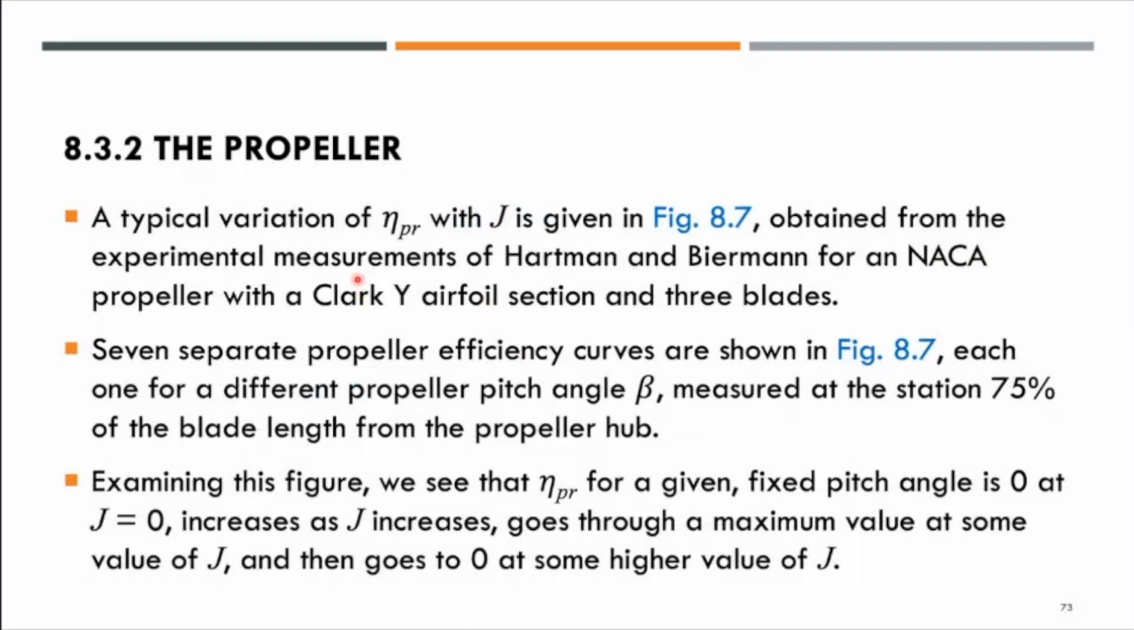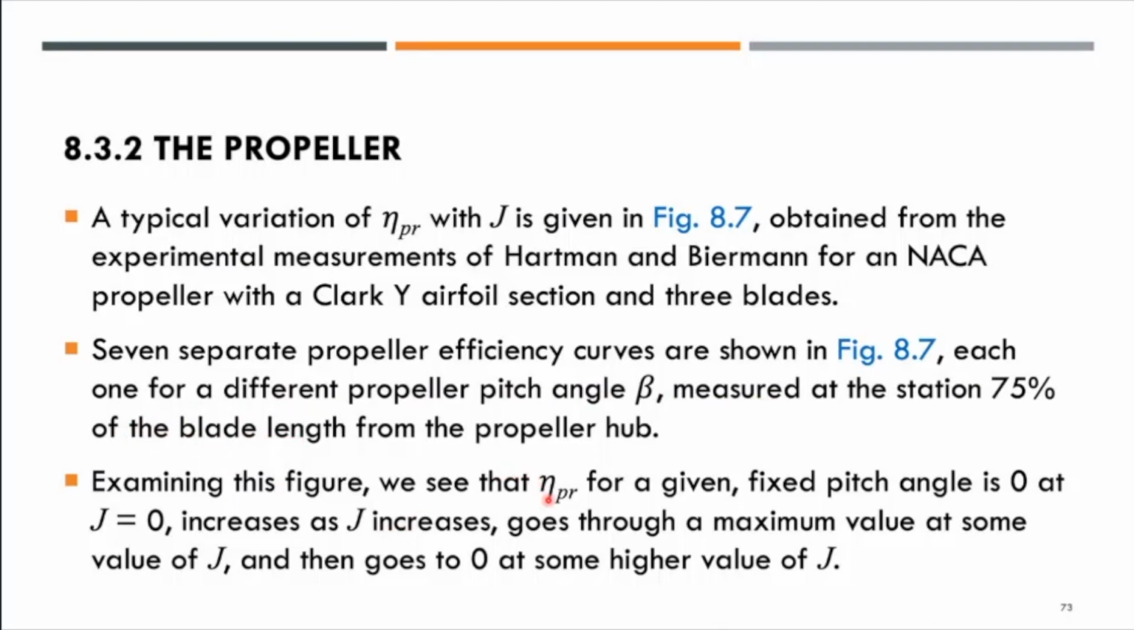A typical variation of the efficiency of the propeller, zeta PR, with advance ratio is given in figure 8.7. This data was obtained from experimental measurements of Hartmann and Biermann for a NACA propeller with a Clark Y airfoil section and 3 blades. Seven separate propeller efficiency curves are shown in figure 8.7, which will be shown in the next slide, each one for a different propeller pitch angle beta, measured at a station 75% of the blade length from the propeller hub.